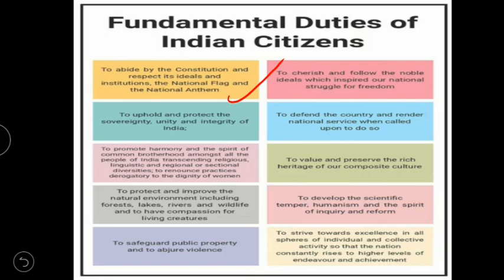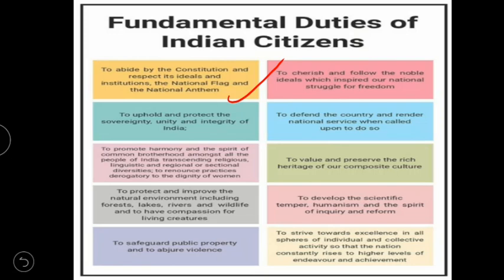Now the third duty: to promote harmony and the spirit of common brotherhood amongst all the people of India, transcending religious, linguistic, and regional or sectional diversities, to renounce practices derogatory to the dignity of women. So we must promote harmony and the spirit of common brotherhood amongst all the people. Understood? Transcending religious, linguistic, and regional or sectional diversities. Exactly. To renounce practices derogatory to the dignity of women.